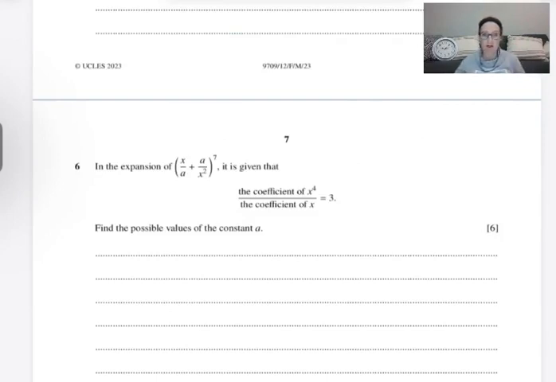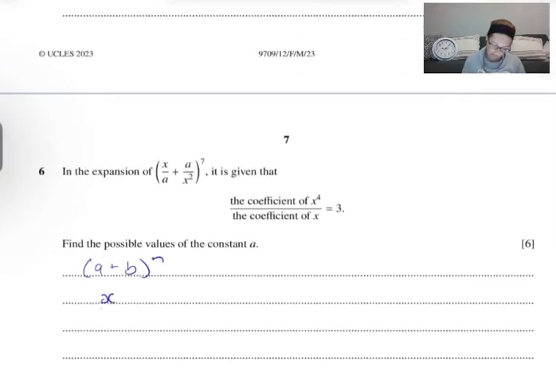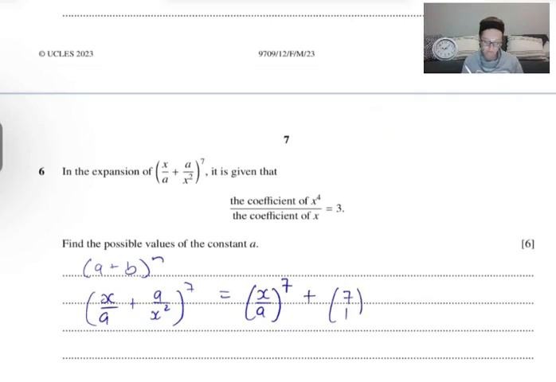Binomial expansion, I can go straight onto my m23 and grab the formula. I don't have it here, but I think I know it off by heart anyway, hopefully. A over x squared to the power of 7. Right, binomial expansion. So we first take our a term, a to the power of n, plus 7 combination 1, a to the power of 6, and then our b value.